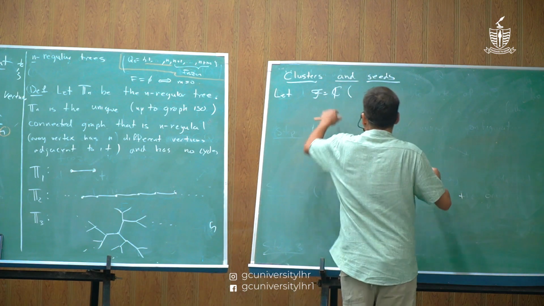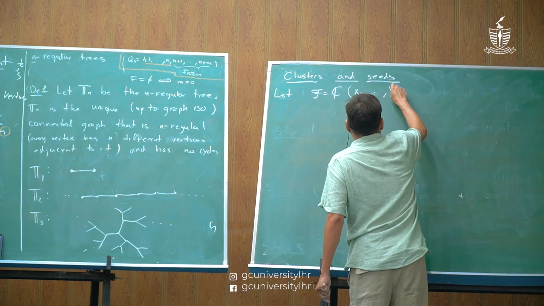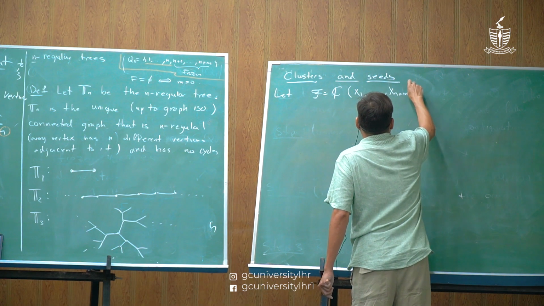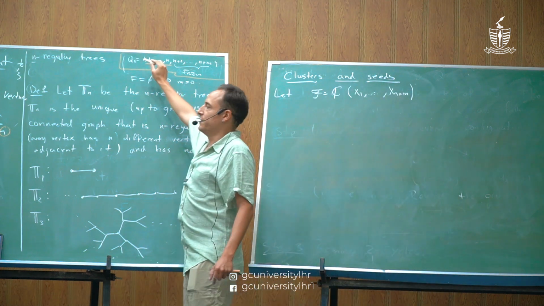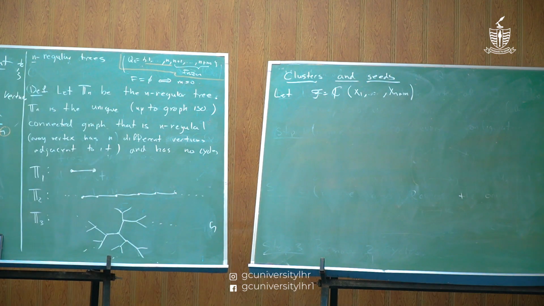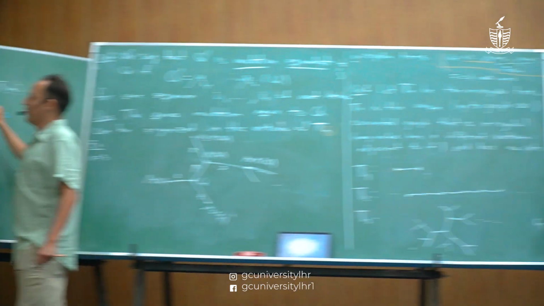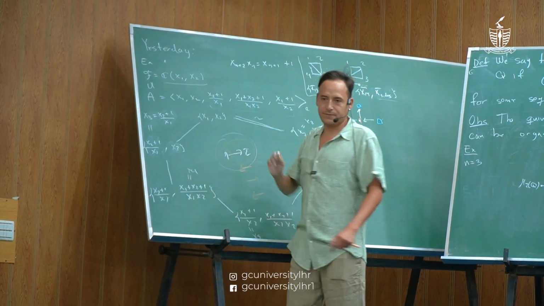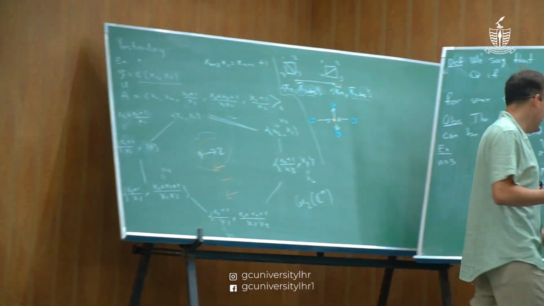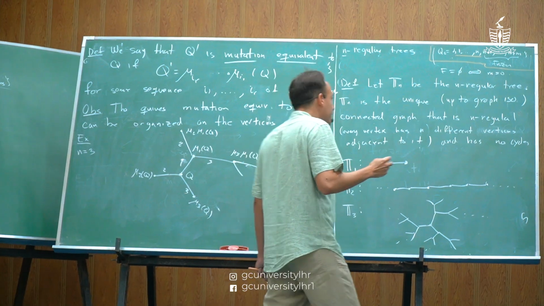So I consider F to be the field of rational functions on many variables, and how many variables? As many as vertices I see in my quiver. So here I will have the field of rational functions on 5 variables. Here I have rational functions on 2 variables, right? And okay, and definition.